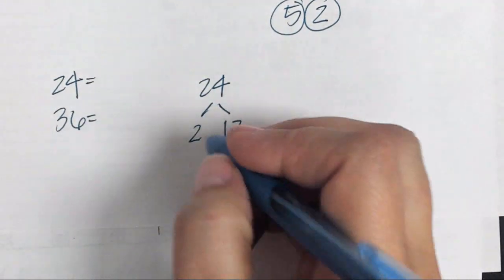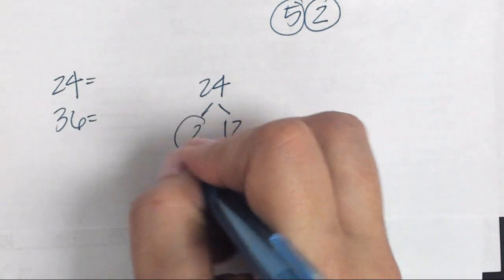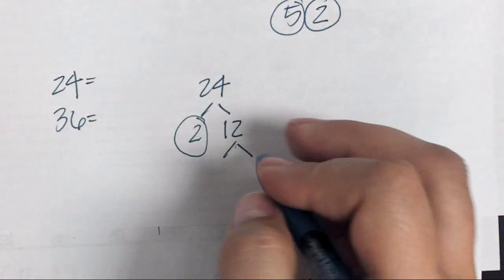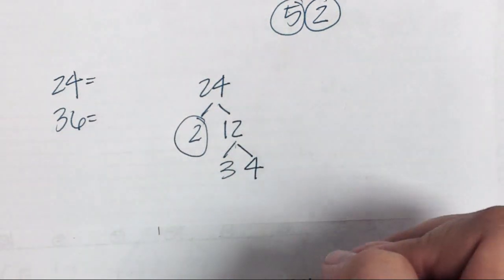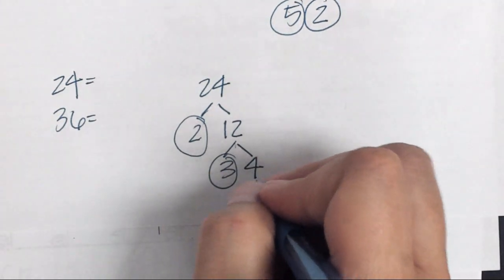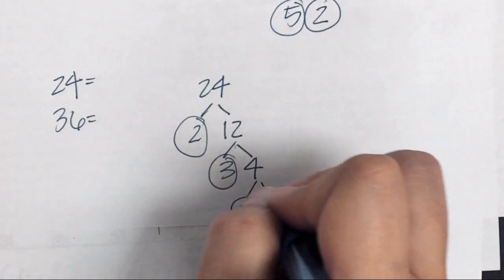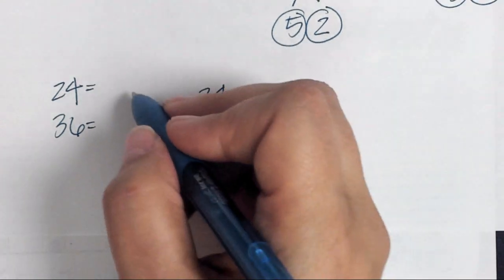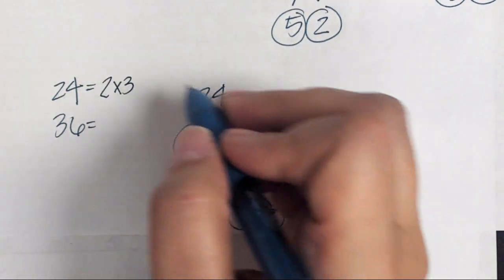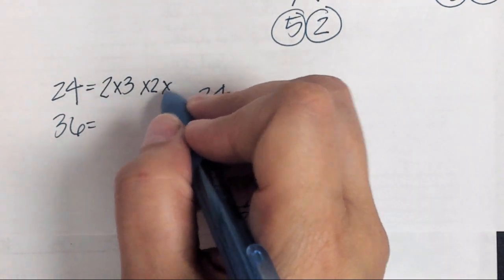All right, so 2 and 12, which one's prime? 2. How do I split apart 12? 4. Which one's prime? 3. How do I split apart 4? 2 and 2. And they are both prime. So my prime factorization is 2 times 3 times 2 times 2.